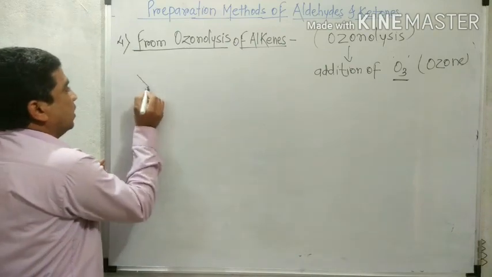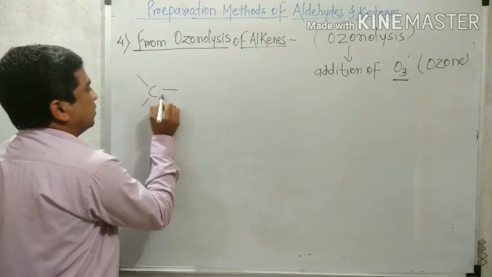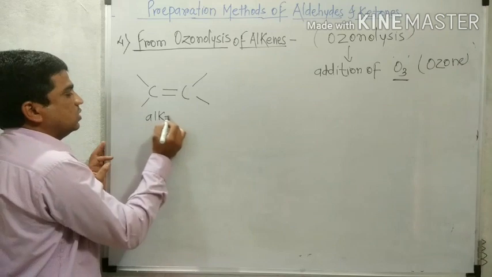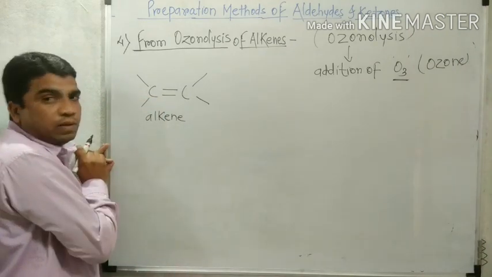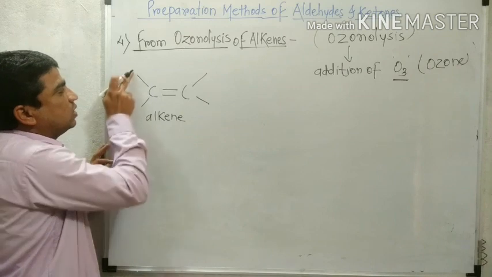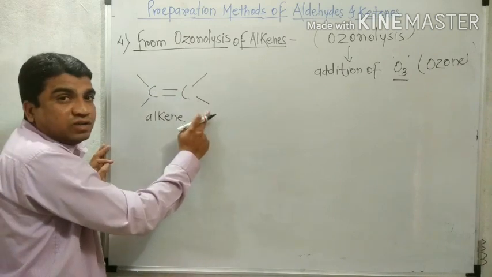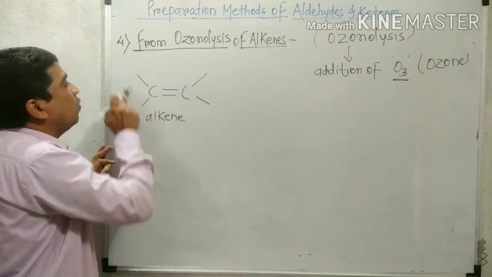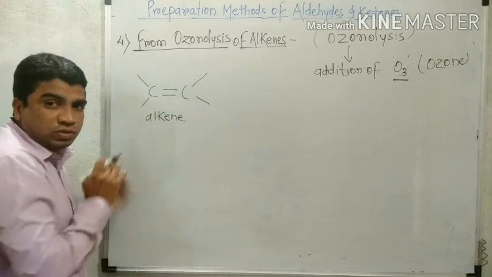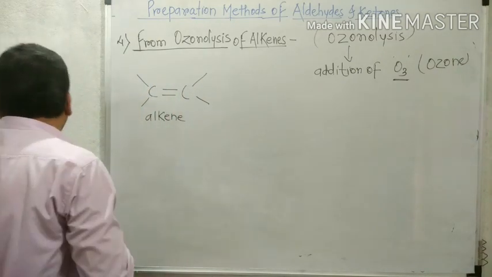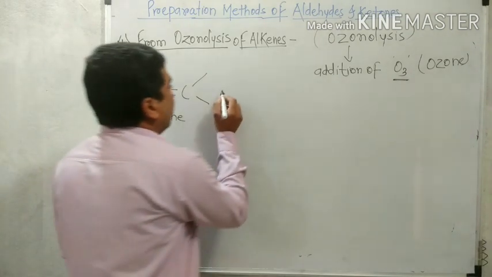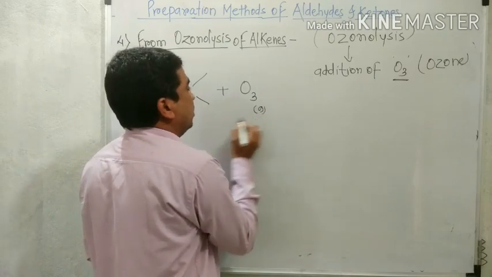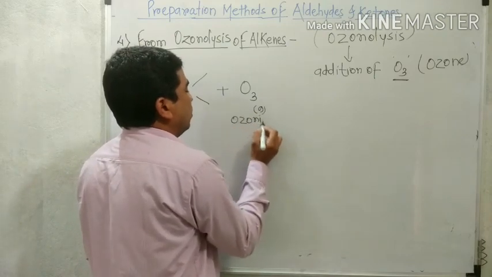Taking the general reaction, for example, this is the general structure of alkene, because it contains a carbon-carbon double bond, and this carbon may be attached with hydrogen, this carbon also may be attached with hydrogen, or may be attached with alkyl groups, that is R groups, or maybe one alkyl and one hydrogen. So this is the general structure of alkene. This alkene is now reacted with ozone gas, the O3 molecule. This is the formula for ozone.